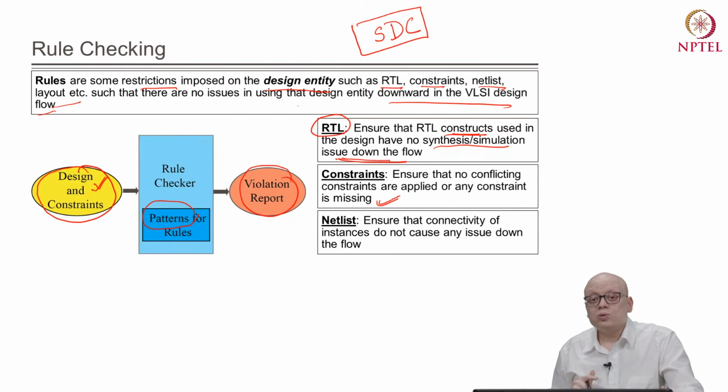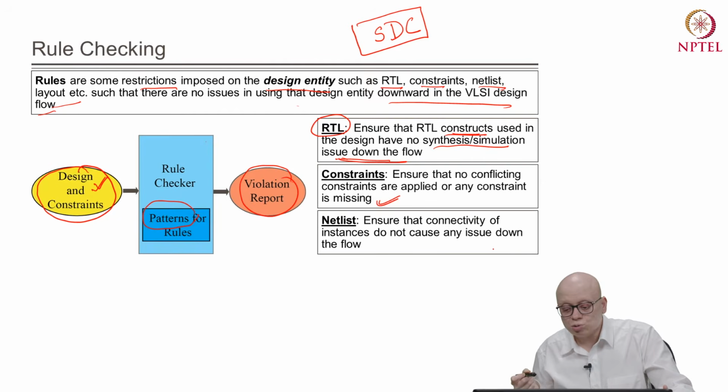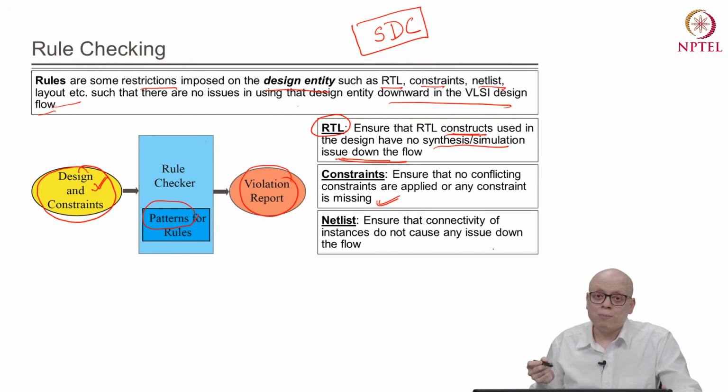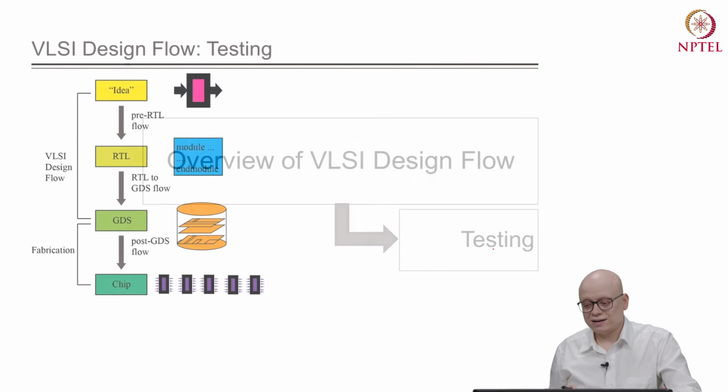Then there can be rule checking at the netlist level, which ensures that the connectivity of the instances does not cause any issue down the flow. For example, there can be some connectivity in the netlist which may later create problems in design for test, or in ensuring the testability of the design. Those kinds of constructs can be flagged by these rule checkers. So, these are some of the verification tasks that we need to carry out during the VLSI design flow. Now, let us look into another aspect of the VLSI design flow, that is related to testing.